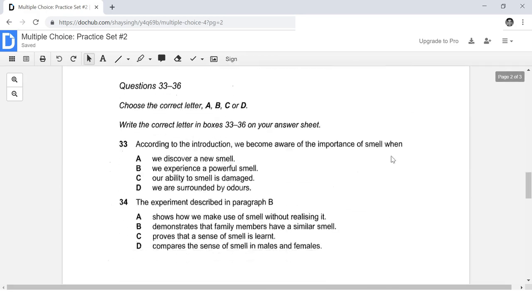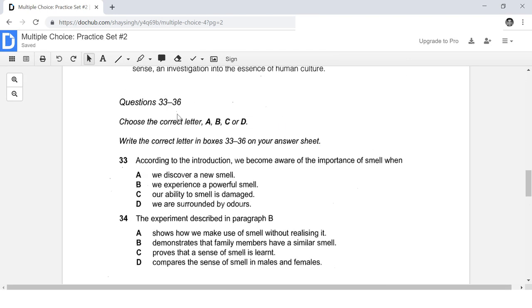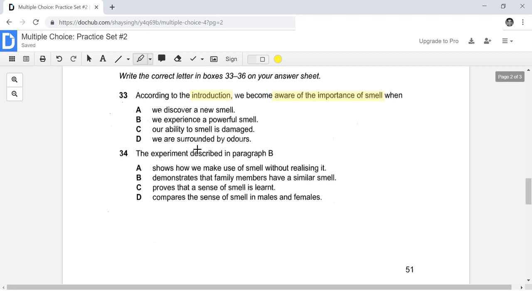Here we have 4 questions, number 33 to 36. We're going to start off by first marking our keywords. So here in number 33, it says, according to the introduction, we become aware of the importance of smell. So that's 33. Number 34, that's quite easy to find. It tells us exactly where we're going to find our answer. It tells us that it's going to be in paragraph B. So for this question, we just have to go straight to paragraph B and then look for the keyword experiment.